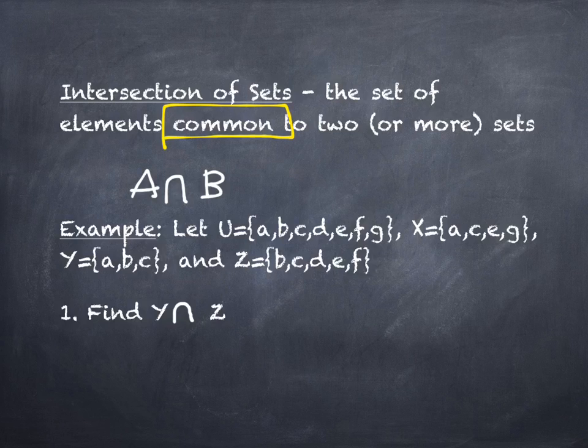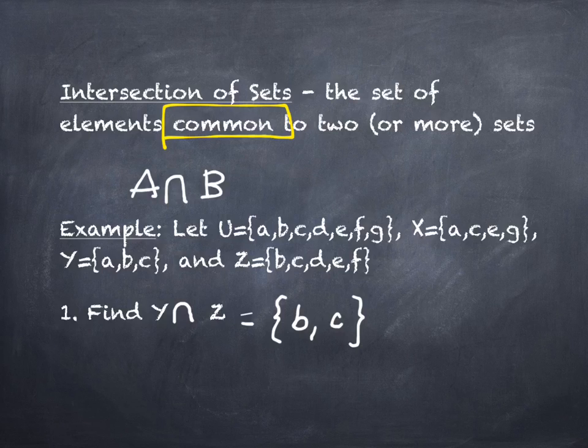Now, the first thing we're going to do is to recognize that this is a set, so it's going to be in curly braces. Okay? I'm going to close the curly brace when I'm done. And I want to list the elements that are in both Y and Z. What do I get? B and C. And then I close the curly braces. All right, so this is a set that has two elements, and it's the set that's common to both Y and Z.